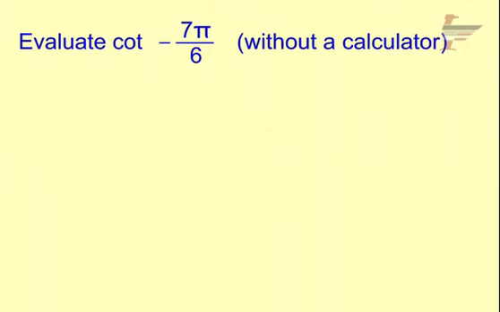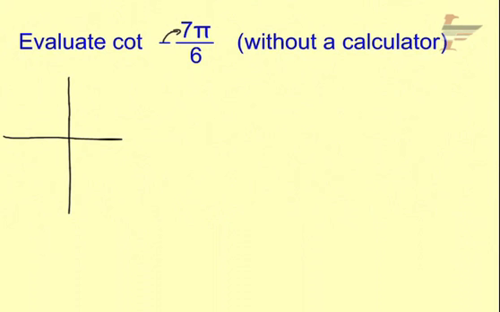Evaluate cotangent of negative 7 pi over 6 without a calculator. First step, we want to see where this angle is, so we go ahead and draw our negative 7 pi over 6. Now that negative, just the way things are typed, ends up in front of the whole fraction. We'll go ahead and put that with the top number, so it's a negative 7 pi over 6.